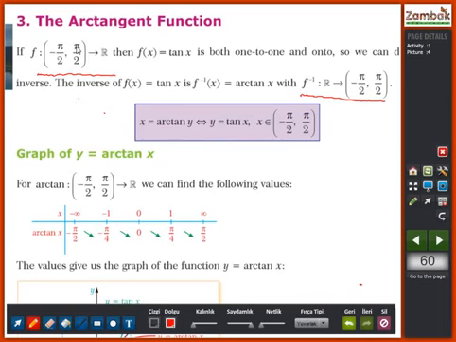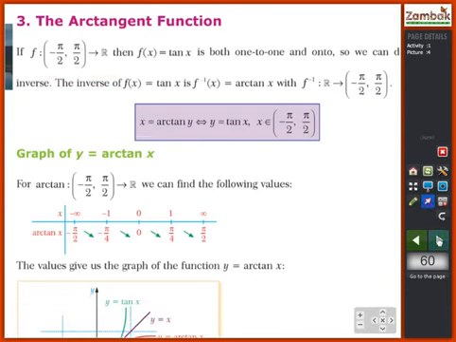Okay, now look here. This one is our function, tangent x is equal to y, and the inverse of this function is this one. The value of arctangent y, which is x here, is between minus 90 and plus 90. Okay, let's solve examples.